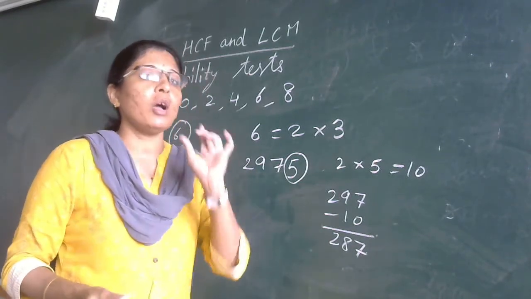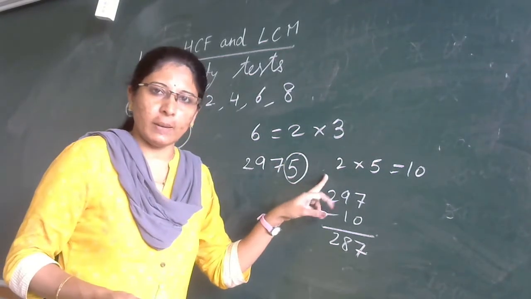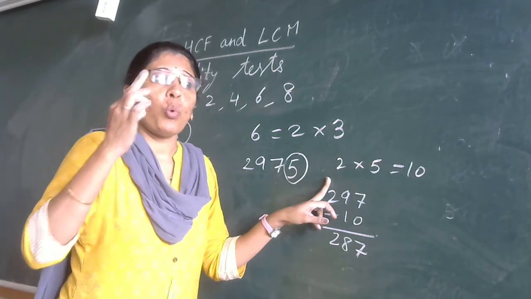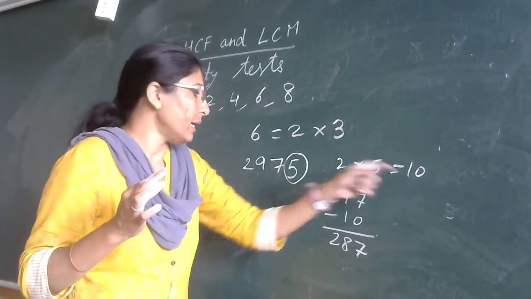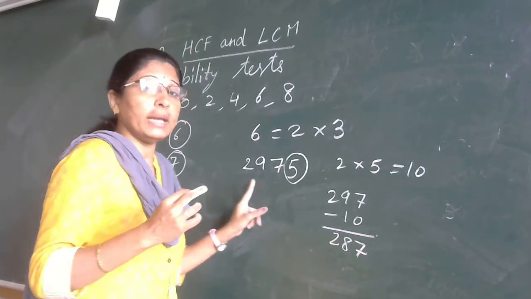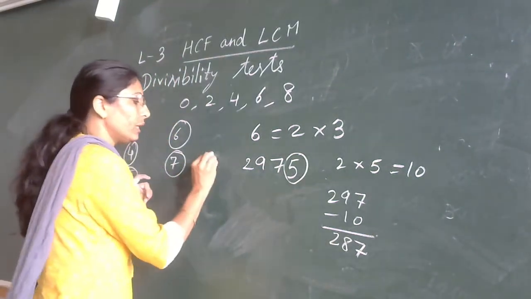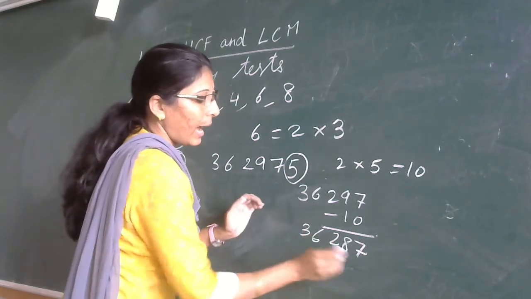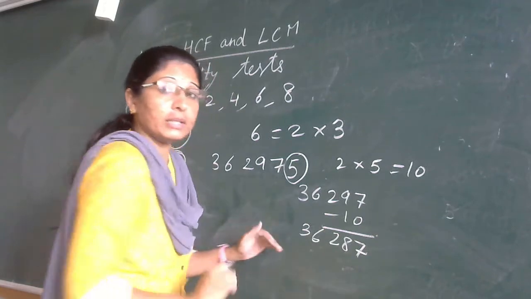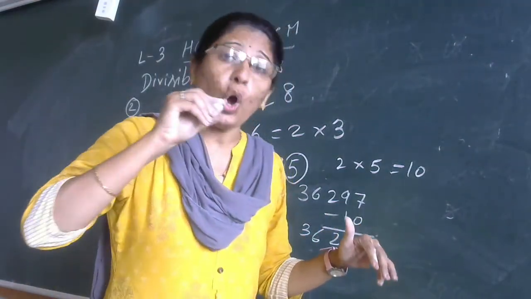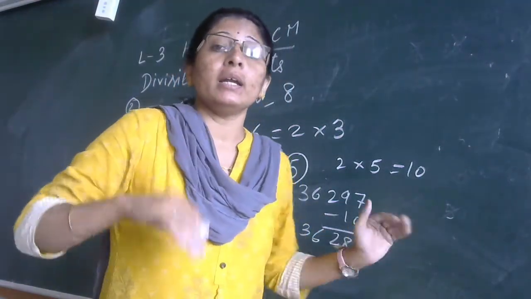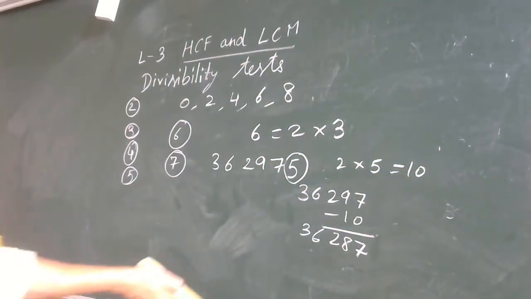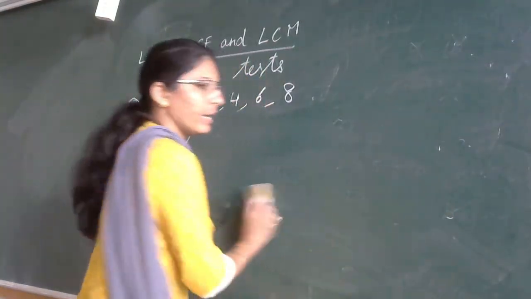Means what you have to do? First you take the ones place digit and multiply it with 2. Whatever number you get, that number should be subtracted from the remaining number. If there are 2 or 3 digits, you take all of that and subtract. The result should be either 0 or divisible by 7, a multiple of 7. This is divisibility by 7.